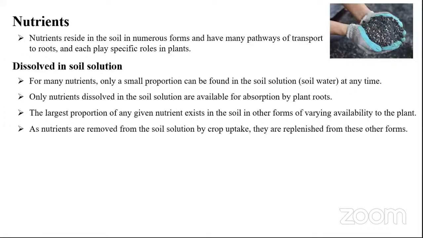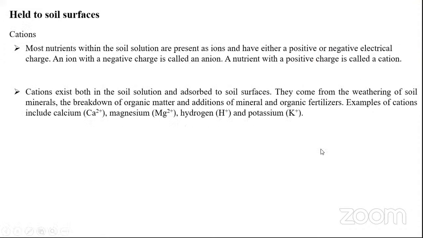there will be some imbalance that appears. So naturally, whatever is in the non-exchangeable form will be replaced into the soil solution form. Like this, there is a natural balance in the soil. In technical terms, we call this the dynamism of nutrient supply. And we will see details of nutrients held on the surfaces in the next slide.